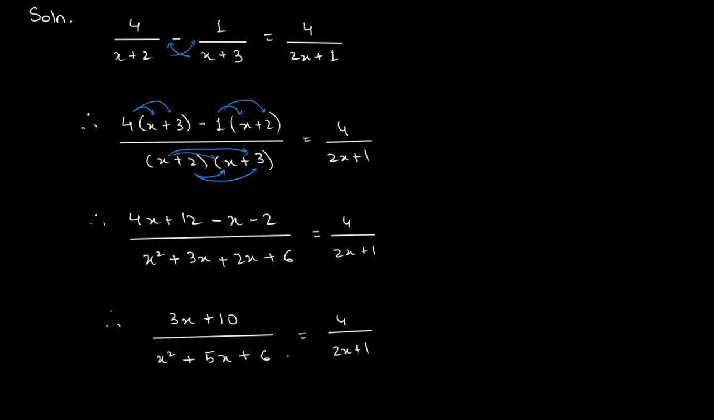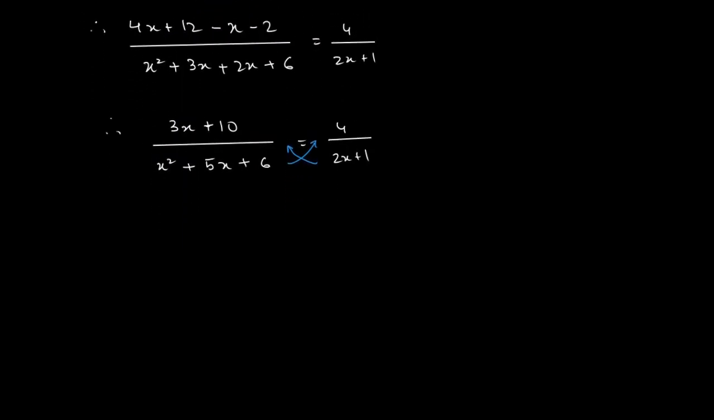Now let's cross multiply again so that we have all the terms in the numerator. So that will give me 3x plus 10 into 2x plus 1 in the left hand side, which is equal to 4 into x square plus 5x plus 6 in the right hand side, right? Once again, we want to expand these two brackets, so we'll have to use the distributive property.